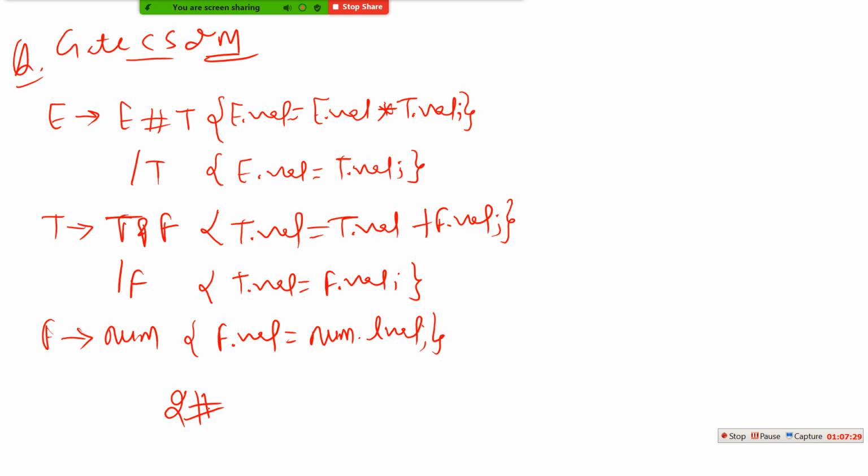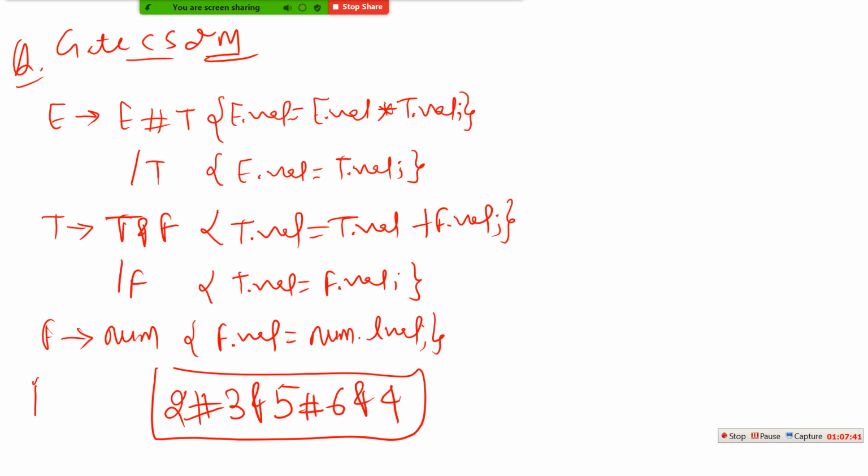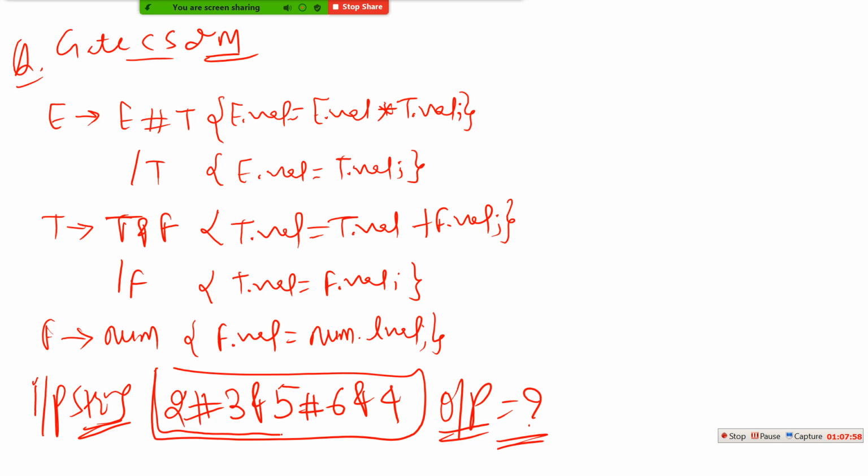Okay guys, now the question in front of you is that you need to find the output for the respective string. The string is 2 hash 3 ampersand 5 hash 6 ampersand 4. This is the input string, and you need to answer what the output is for it. It is a GATE 2-mark problem asked in the numerical section. We need to answer what the output of this string is.